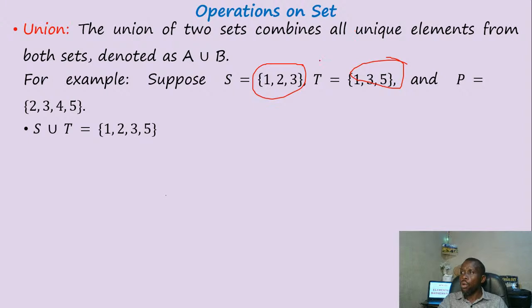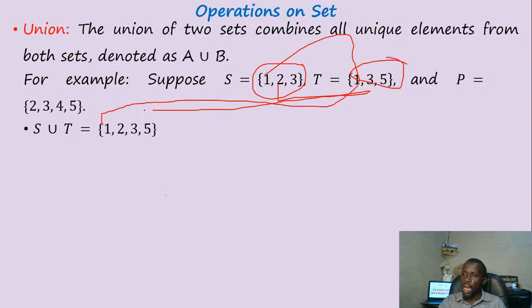Now, here, 1 is there already. So I can't write 1 twice. I have to write it only once. Now, the next is 2. 2 is here, but not here. No problem. I have to write it down. 3 is here, and 3 is in the other one too, so I write it down once. Then on the T, we have 5. So you just write all the elements.